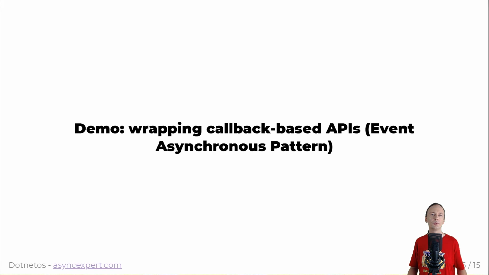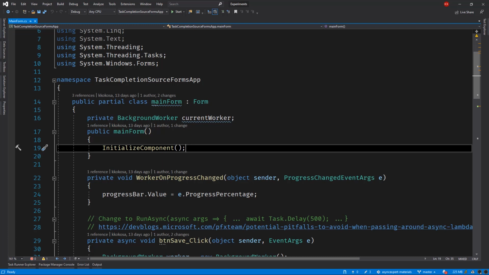Let's also conclude with a simple demo that will illustrate wrapping the event asynchronous pattern with the help of the TaskCompletionSource. In this demo, we are using Windows Forms again because it is so convenient and simple to use for demos. Our goal is to wrap a BackgroundWorker into something that is Task API-like. So our goal is to start an operation with the help of the BackgroundWorker, which will obviously be working in the background in an asynchronous manner, but have the possibility to await on the task instead of using the BackgroundWorker directly.